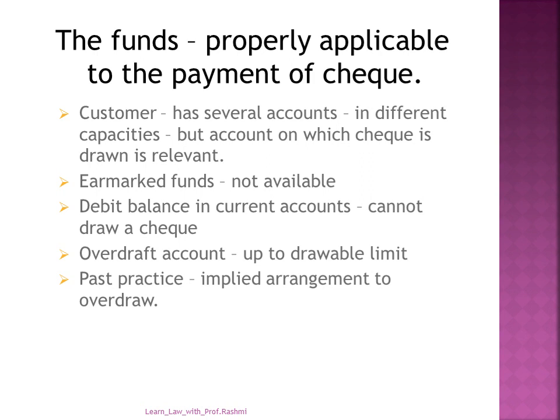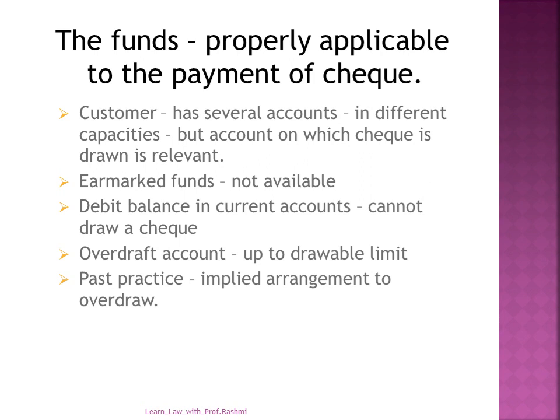Suppose there is a past practice existing between a banker and a particular customer. Say I am having an overdraft account with a withdrawable limit of 50,000, and I have issued a check of rupees 40,000. My limit is already utilized up to 20,000, so only 30,000 remains. A 35 or 40,000 check cannot be honored.